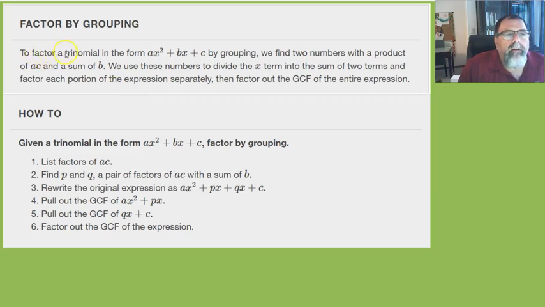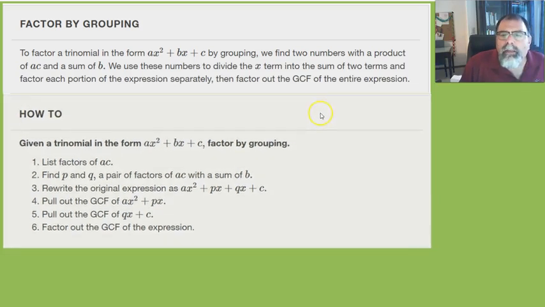Okay, factor by grouping is the next learning objective. So to factor a trinomial in the form of ax squared plus bx plus c by grouping, we find two numbers with the product of ac and a sum of b. We use these two numbers to divide the x term into the sum of the two terms and factor each portion of the expression separately, then factor out the GCF of the entire expression.